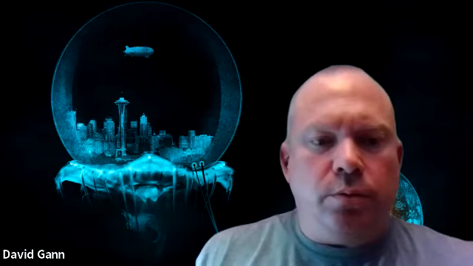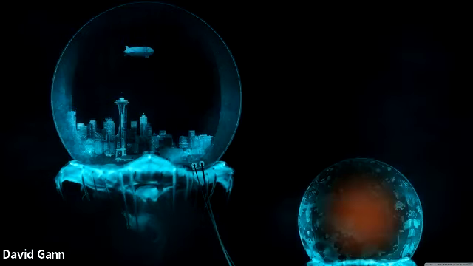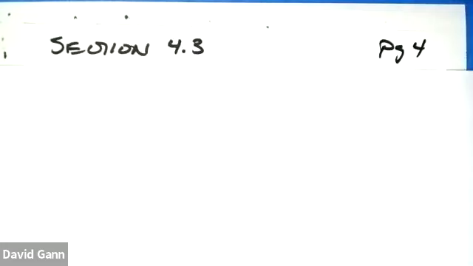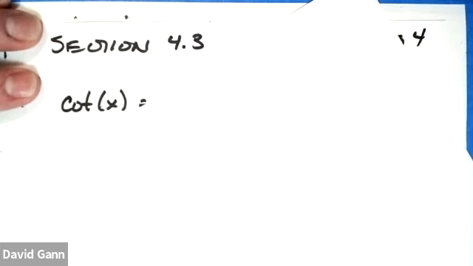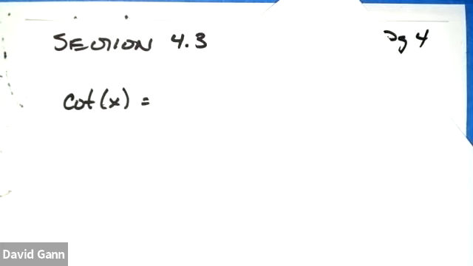So let me switch over here to my document camera, and as I said, I've already got the first page of notes produced. I'll try to be consistently a little bit slower just so the ideas develop properly. So this is section 4.3, page number 4, as I recall. And so I want to start with cotangent of x.